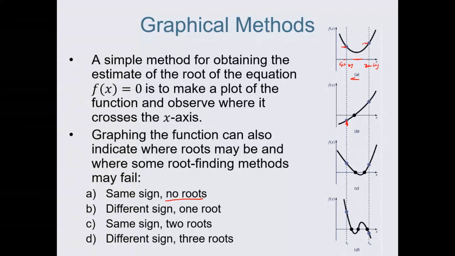If one of them has a negative value and the other has a positive value, or if it's the other case, you have positive on one side and negative on the other side, it means you have different signs. Then it means that you have one root in this interval.